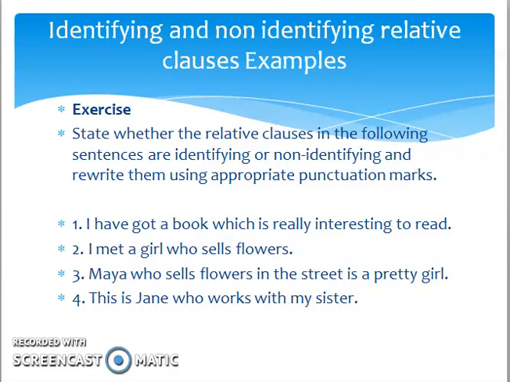Now, let's go with number 4. It says, this is Jane who works with my sister. I believe it's important here to analyze the sentence carefully. So let's take some seconds. Okay. I consider this as identifying, since we include the extra information about this person, Jane. We say that she works with my sister. Maybe this information is not really known by a person who is listening to me.